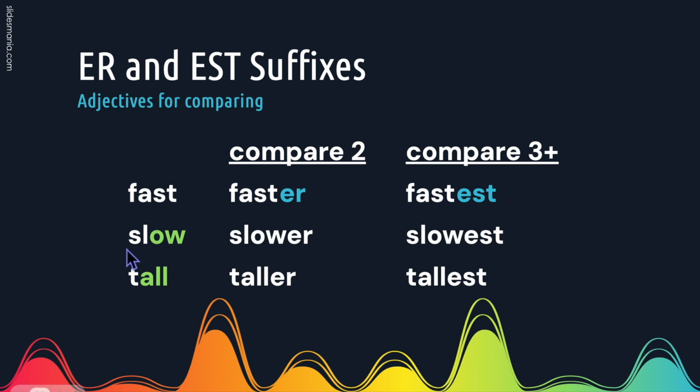OW says O, so here we have slow, slower, slowest. ALL at the end of a root says all. So here's tall, taller, tallest. Remember, if you're comparing two things, you use er. If you're comparing three or more, you use est.